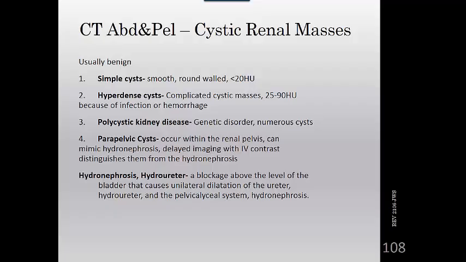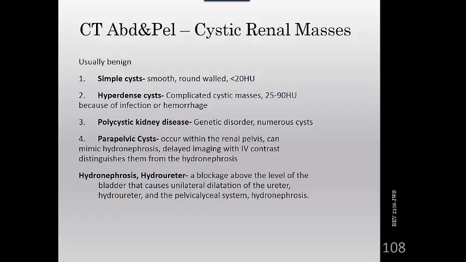And then you can have polycystic kidney disease, which is a genetic disorder we'll talk about in the pathology part of the course. There are numerous cysts that just completely fill the kidney. You can have a parapelvic cyst, which occurs within the renal pelvis, and it can mimic a hydronephrosis. Delayed imaging with IV contrast will distinguish it from hydronephrosis because it'll either fill with contrast or it won't, so you'll be able to see the difference.